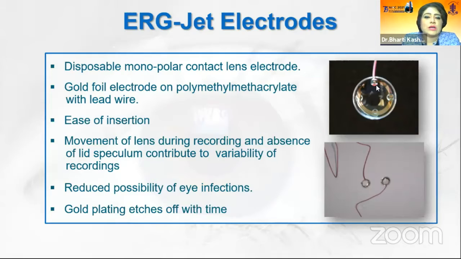The ERG jet electrodes are disposable, monopolar contact lens electrodes. You can see the gold foil on polymethyl methacrylate with lead wire. There is ease of insertion. The movement of the lens during recording and absence of lid speculum contribute to variability of the recording, reduced possibility of eye infections. The gold plating on this type of contact lens electrode etches off with time.